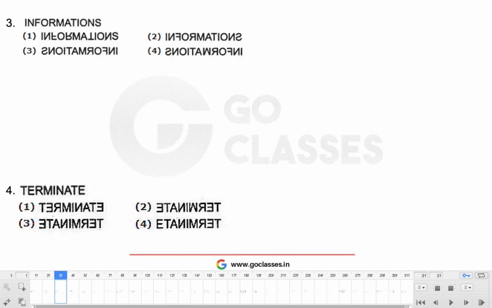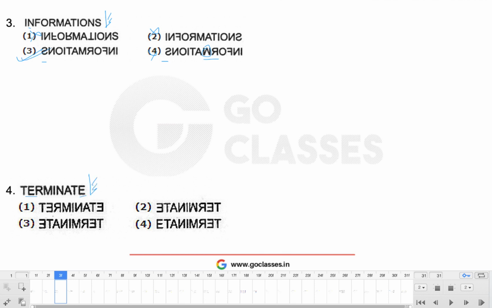Next question. Informations. It will start from S. A is not the answer. This is not the answer. These should be the answer. In this option, M is upside down. This is not the answer. C is the answer.